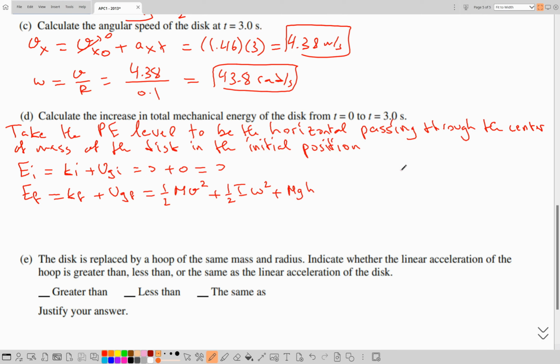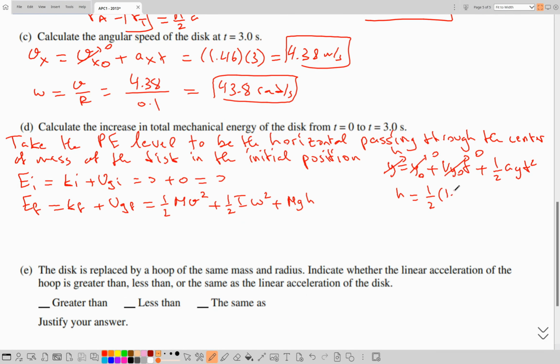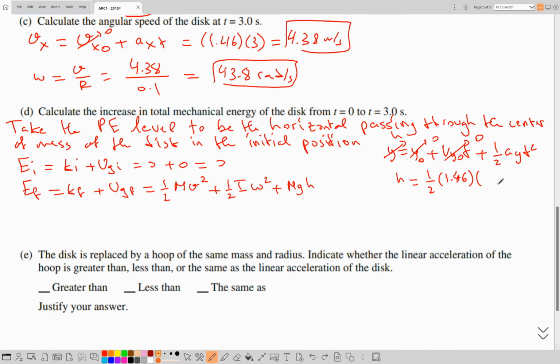Now the height can be determined from the following, since we know everything. So y is given by y0 plus vy0 t, which is the initial speed, plus half a y t squared, starting from the origin with 0 initial speed. Now h, which is the vertical position, would be half our acceleration, 1.46, times a time of 3 seconds squared. Plugging that into the calculator, we have that the vertical height elevated by the disk is 6.57 meters.